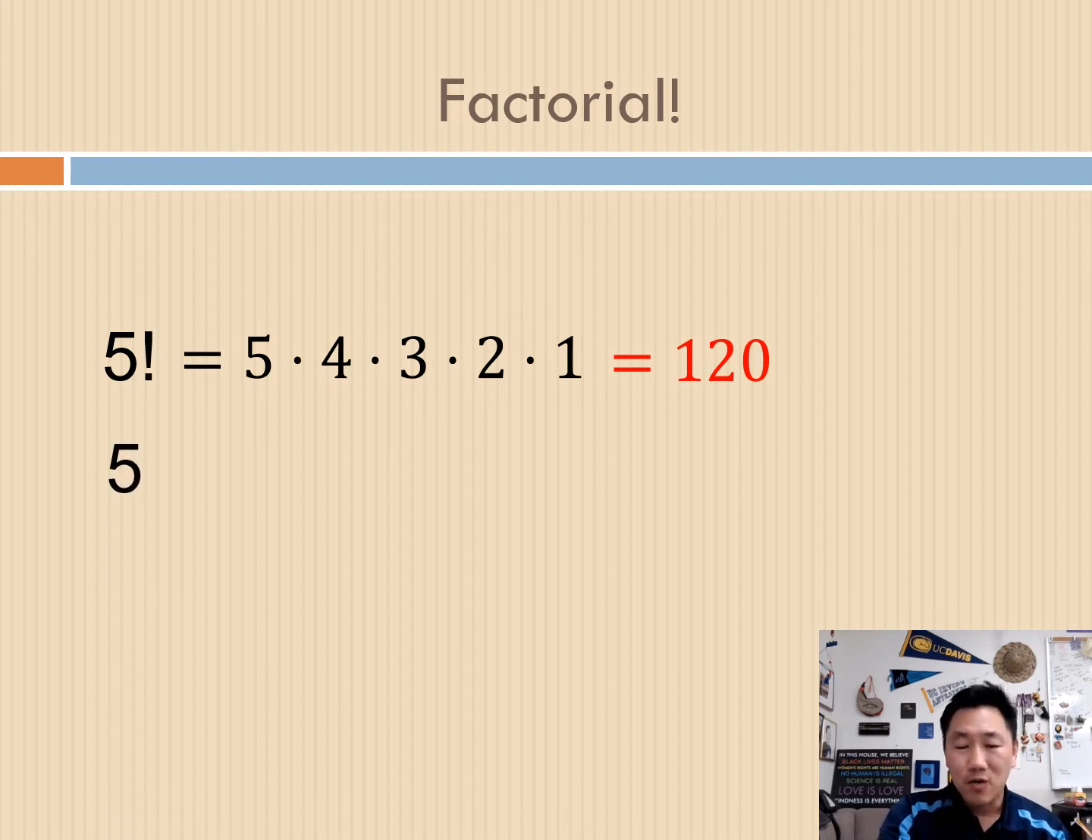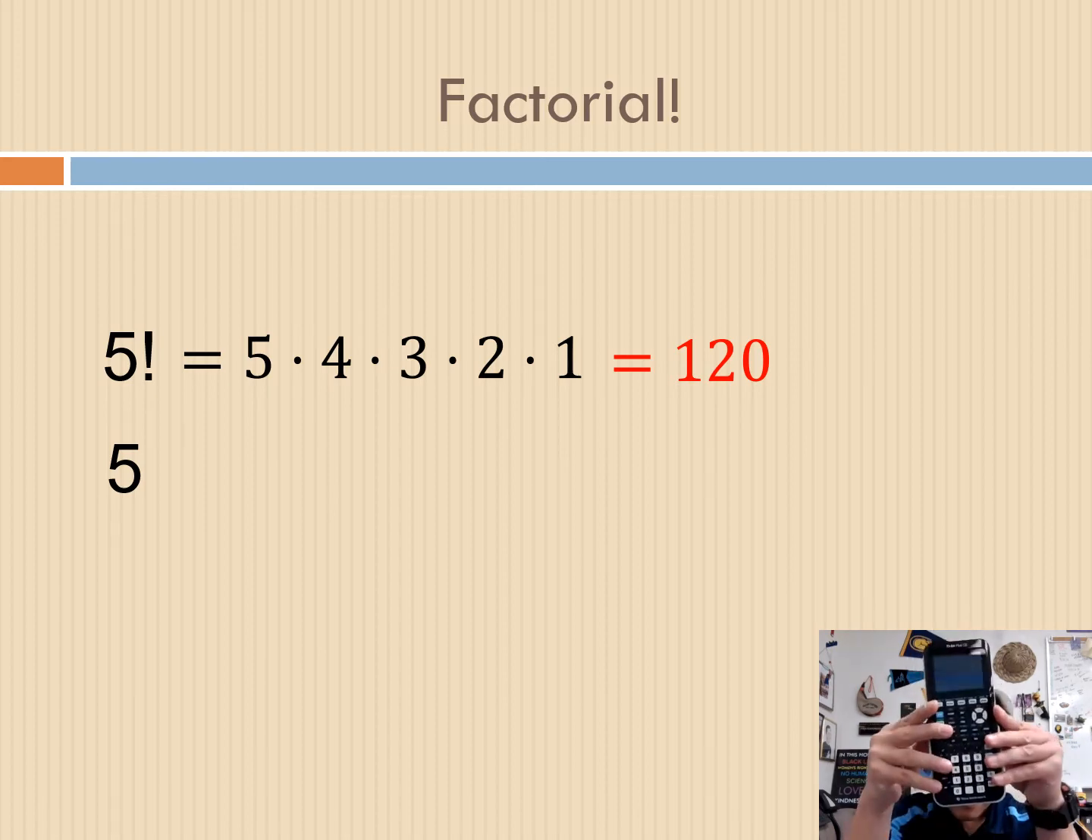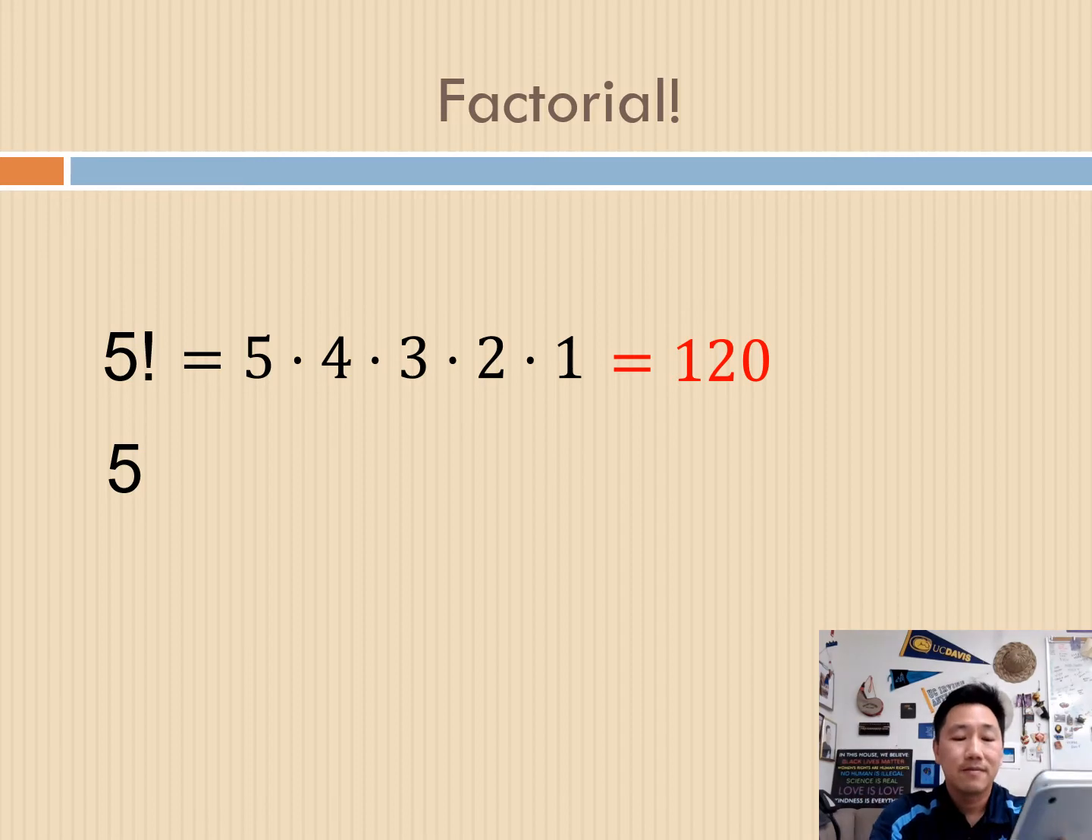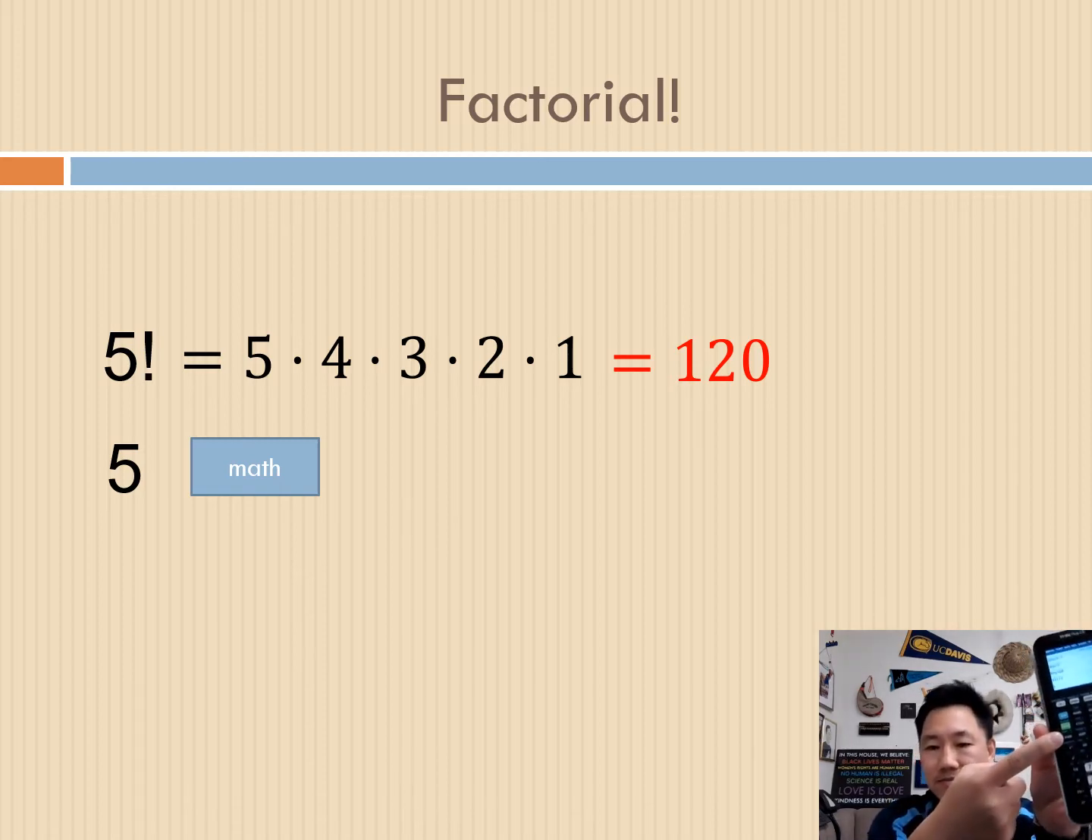You can also do it on a calculator because sometimes the number I give you might be too big, like 15 factorial. It would be a little bit of a hassle to do 15 times 14 times 13 times 12 times 11 all the way to 1. That's a lot. So your calculator will do it for you. The first thing you do, punch in the 5. And then you should see a button that says math. It's right here.